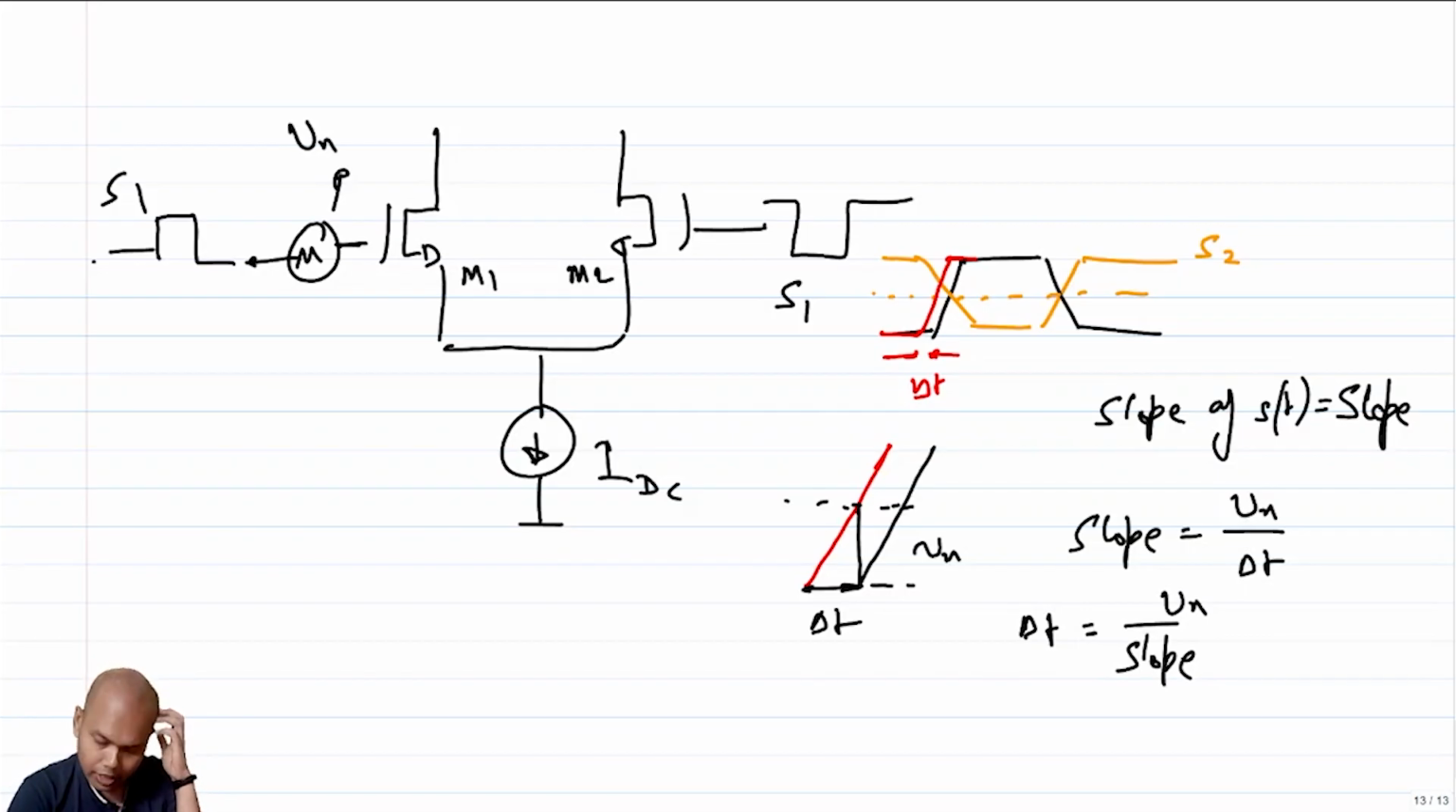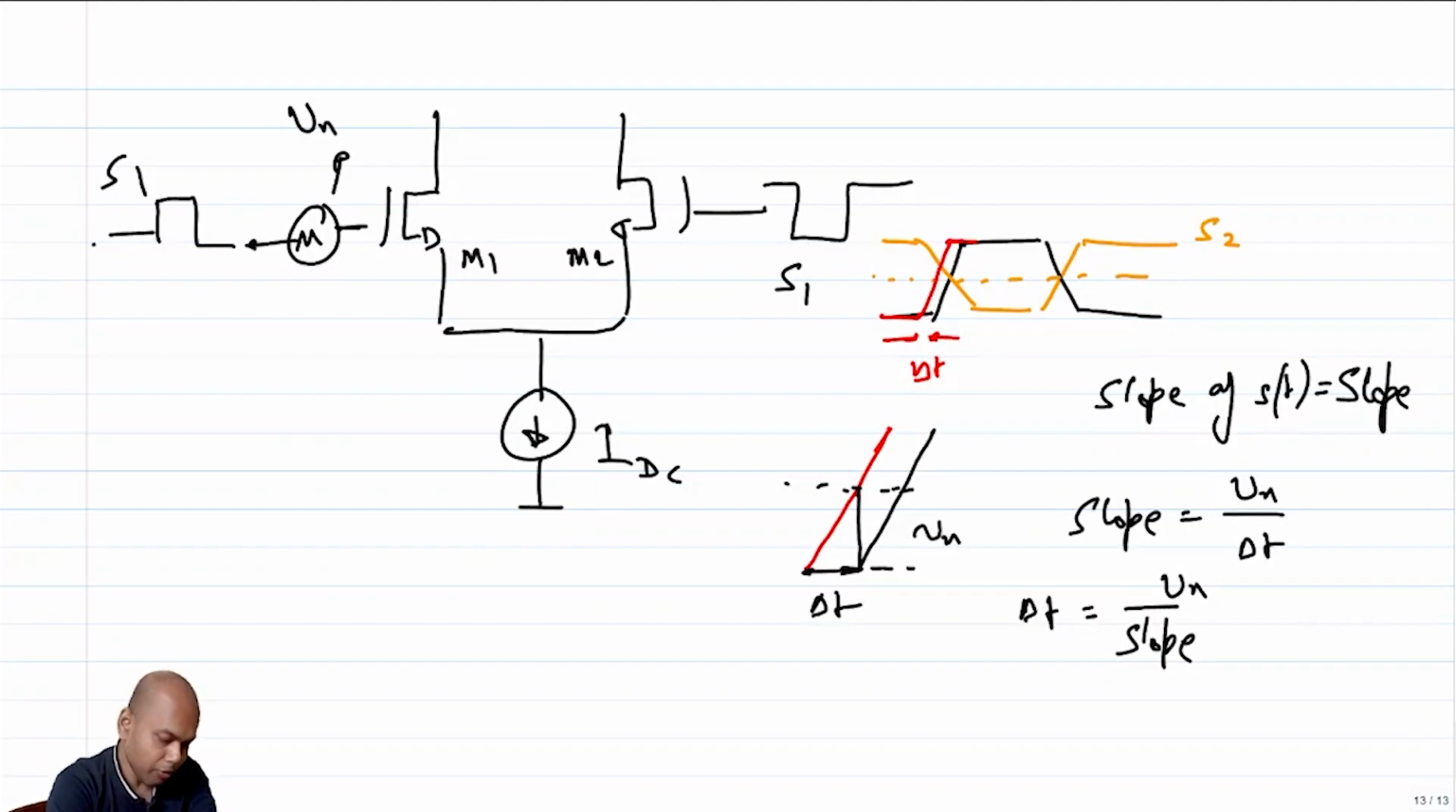So that's good, that we know delta t in terms of Vn and slope, because we'll know Vn, since Vn is an input referred version of a noise, which we know how to go about doing, right? So what is the impact of this? Because the current is shifting towards M1 before when it was supposed to happen, I am going to get an error, right?